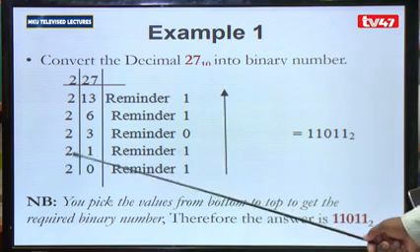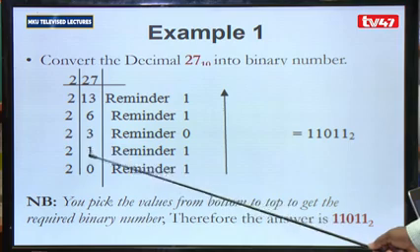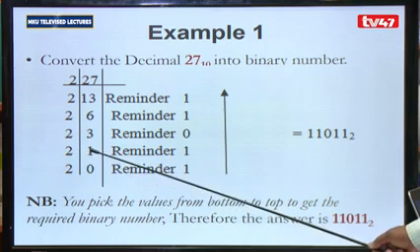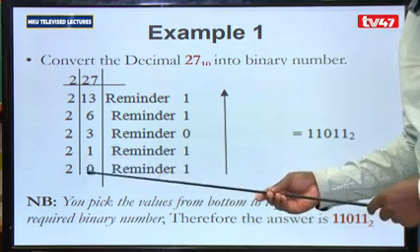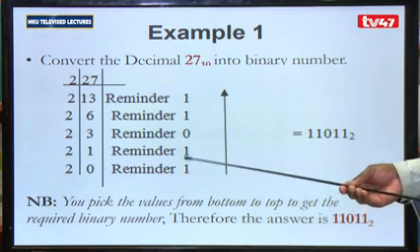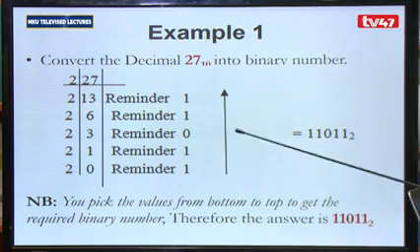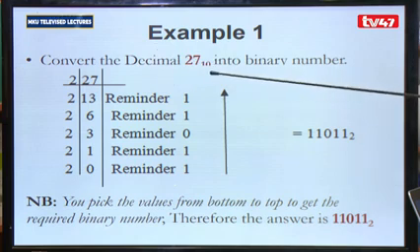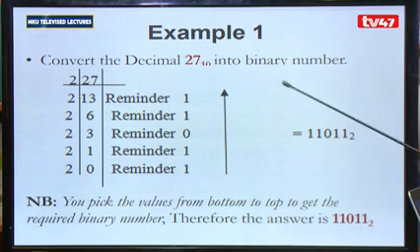1 divided by 2: when you get such a case, if the number you are dividing by is larger than this number, you write 0, remainder that number. So in this case, 1 divided by 2 we write 0, remainder 1. Then you pick the values from bottom to top. You'll end up with the binary value. So the binary equivalent of 27 is 11011 base 2. Because it is a binary number, you'll end up with a base 2 number.